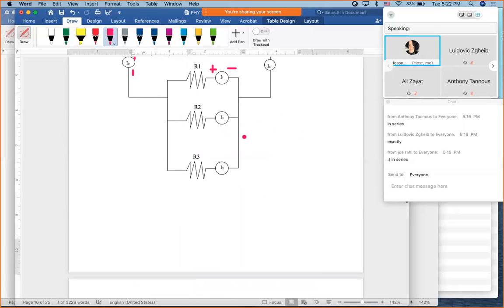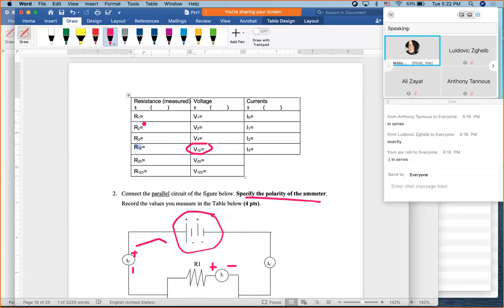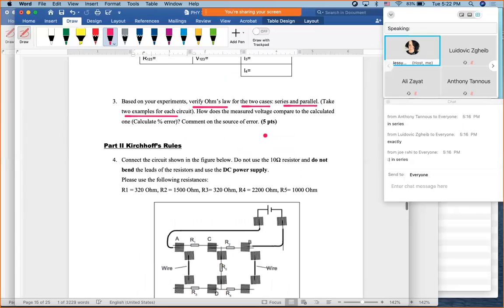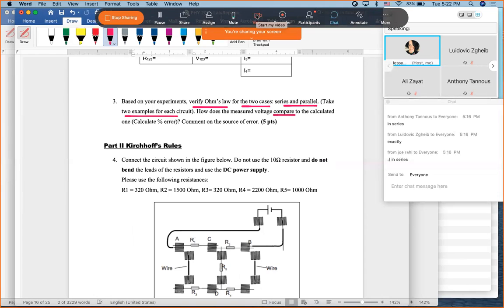You do 2 examples, and then you check it for the series. You take R2 and V2, and you can compare the ratio with I2, and that's Ohm's law. You see? They want you to compare them. Now I'm asking you, how do you compare 2 values, one experimental and the other theoretical, that supposedly should be close? How do you compare them?